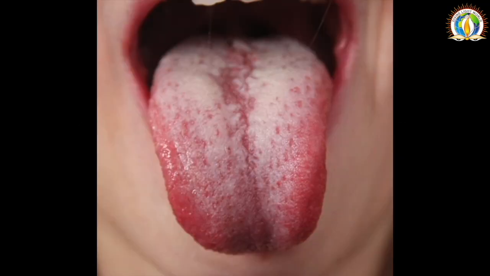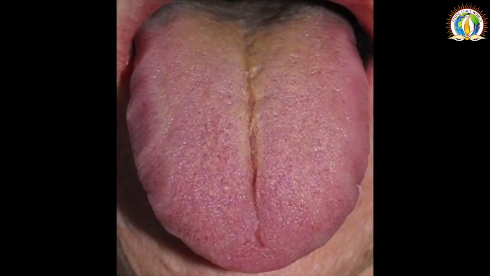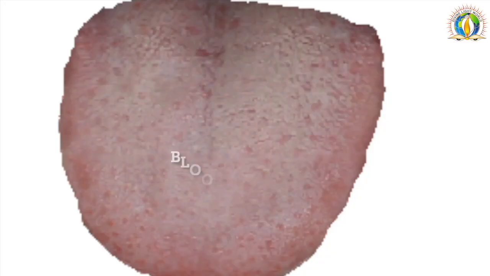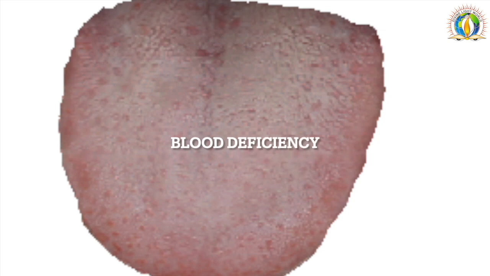White color of the tongue reflects a Kapha imbalance caused by mucus formation. Red or yellow, maybe a little greenish discoloration, is due to Pitta imbalance. Vata vitiation is reflected in black or brown colored tongue. Pale colored tongues show deficiency in Rakta Dhatu, meaning deficiency in blood.